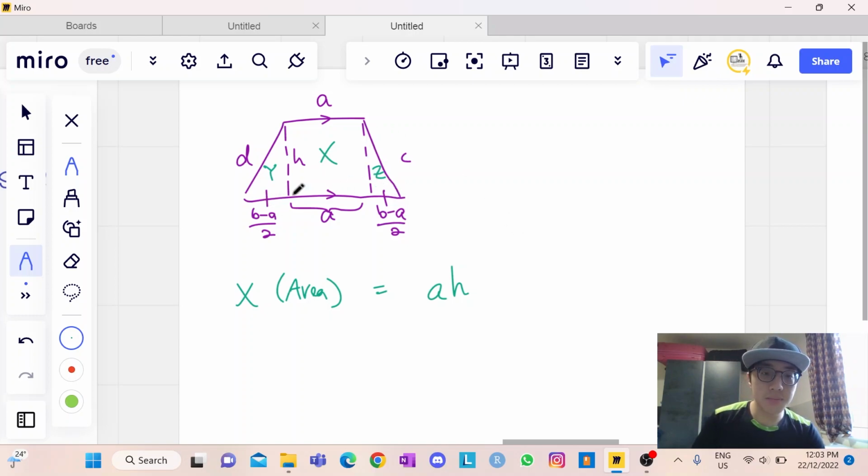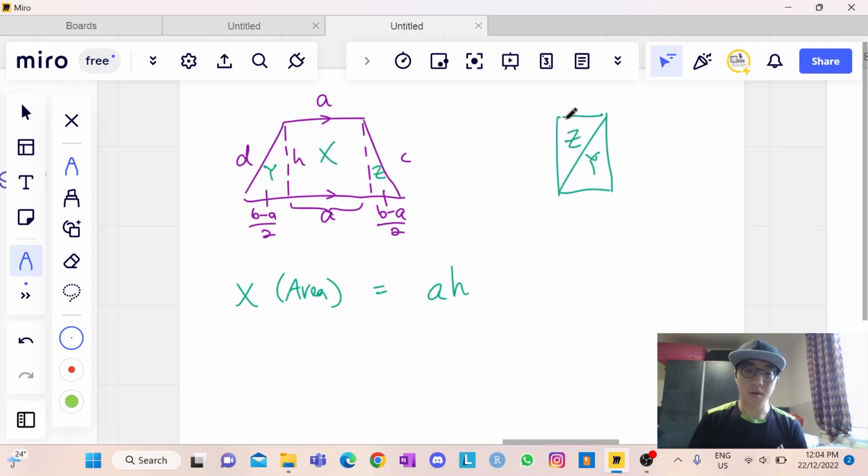Since these two have the same length, and these are right angle triangles, which means these two hypotenuses will be the same, these two are congruent triangles. So we use the right angle hypotenuse side rule, RHS, if I'm not mistaken, from the previous video when we talked about congruent triangles. If you don't know about that, you can go back to that video. So we can bring this up right here, and you get something like Y and Z. This side right here is (B minus A) over 2, and this is H.